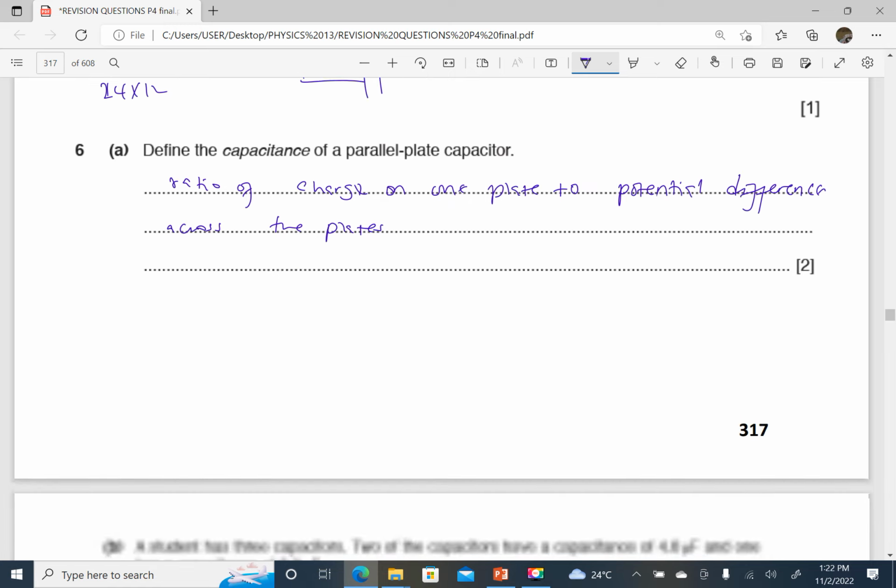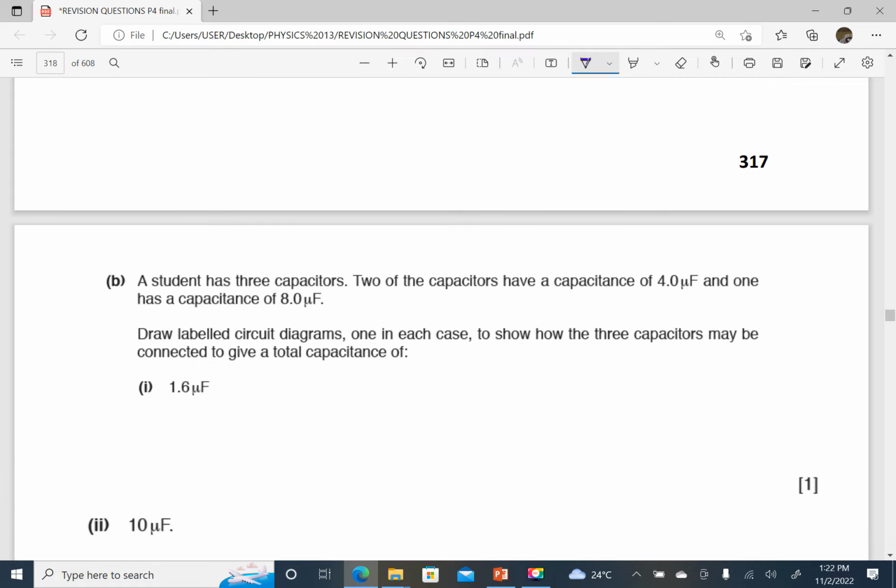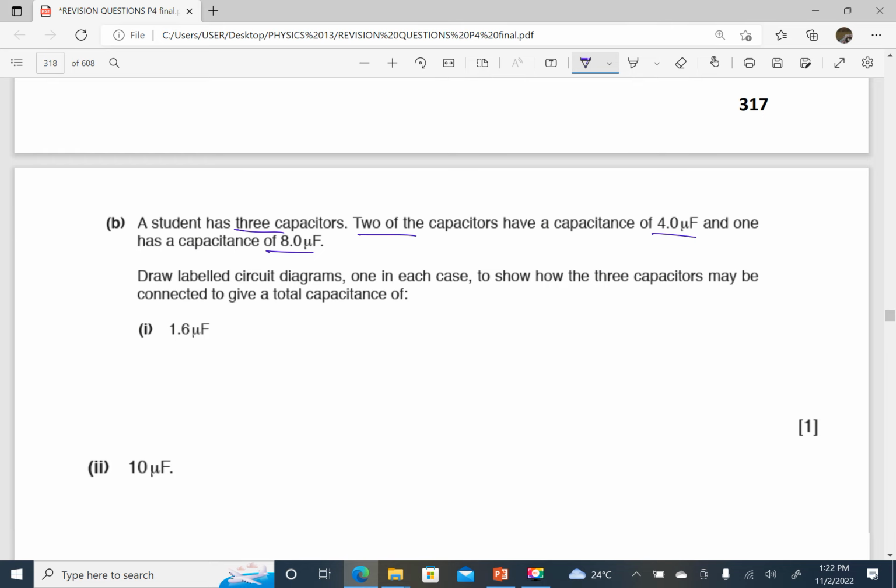Okay, a student has 3 capacitors, only 3. 2 have 4 microfarads and one has 8 microfarads. Draw a labeled circuit diagram, one in each case, to show how the 3 capacitors may be connected to give a total of 1.6. When 1.6 is smaller than each of these, that gives you information that they should be in series. Try to begin by checking the 3 in series. If I connect 3 in series, can I get 1.6?